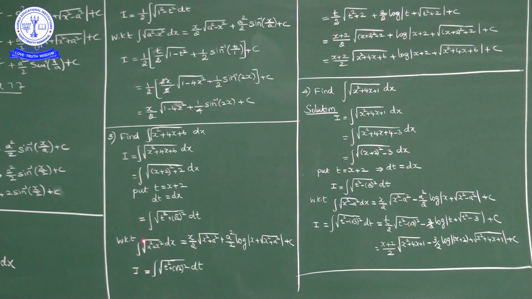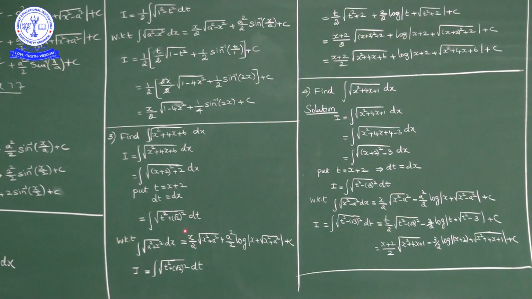Now if you observe here, what we have? I is equal to integral of square root of t square plus root 2 whole square. Now if you compare these two, in place of x what we have? T. In place of a what we have? Root 2. So in this formula wherever x is there, in place of x write t. Wherever a is there, in place of a write root 2. Okay. So what will we get?